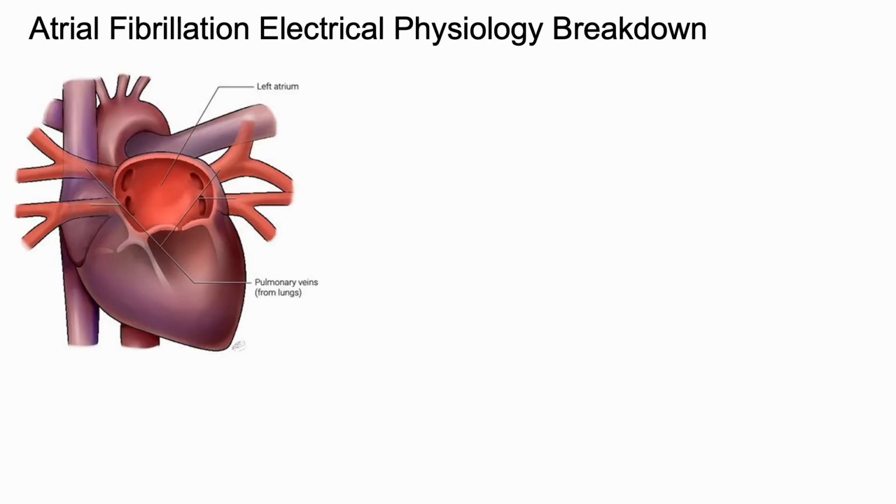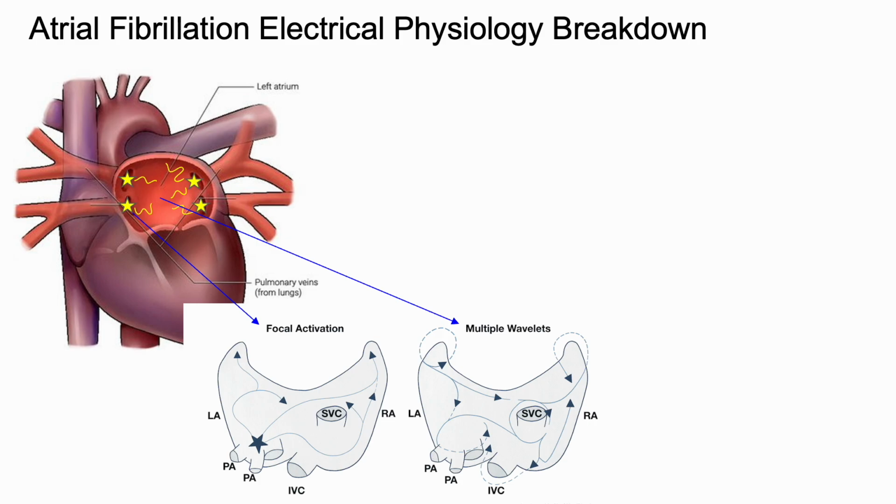Now let's try to break down the pathophysiology of Afib here. A simple way to think about this is starting with focal or aberrant ectopic atrial electrical activity, which can commonly be observed in the pulmonary veins. This can lead to propagation of a focal impulse through multiple wavelets across the left atrium, and this may lead to multiple micro-reentrant circuits that perpetuate these disorganized and chaotic atrial fibrillatory waves.